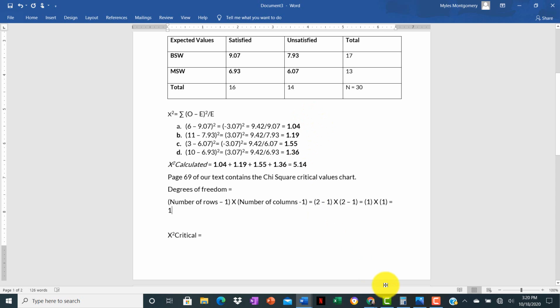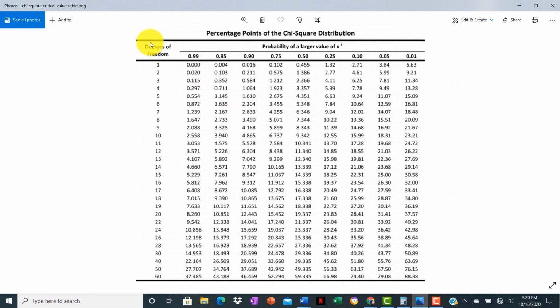Okay, so now we're going to go over to our picture. I put my finger or cursor right here. How many degrees of freedom are we looking at here? Well, we're moving it down a very short distance to 1. Now, as you suspect, we're going to move across the row, but where do we stop?